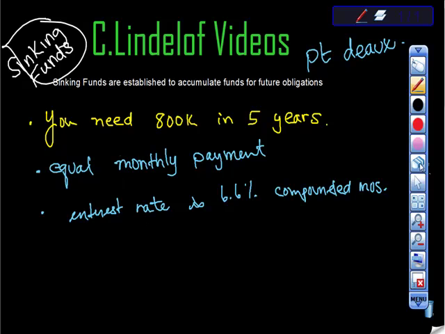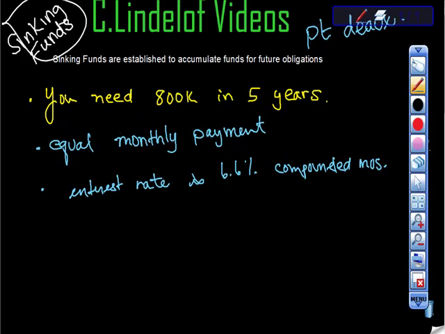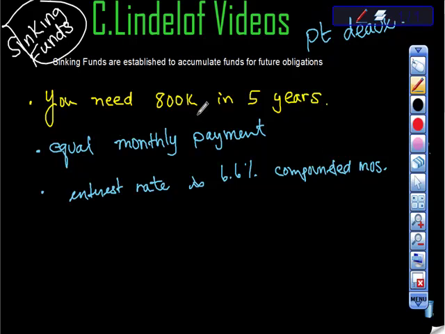Now let's actually apply this a little bit to a piece of business. This piece of business says that we're going to need $800,000 in 5 years. I guess we're replacing a piece of equipment or something. We're going to make equal monthly payments, and we're trying to figure out how much those payments are. And we know that we're getting an interest rate of 6.6% annually compounded monthly.